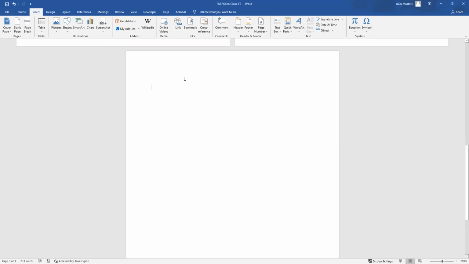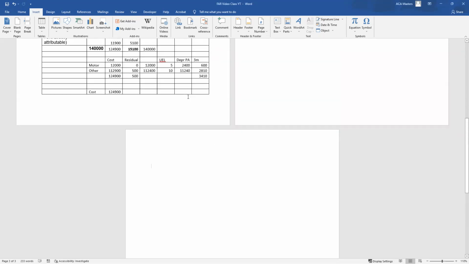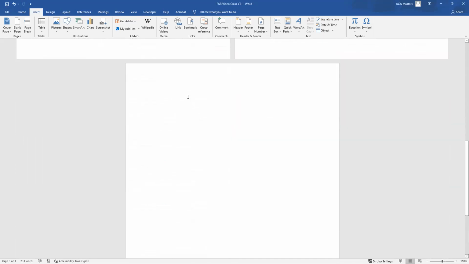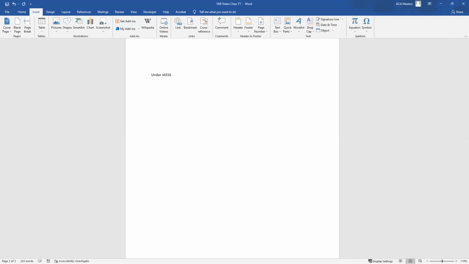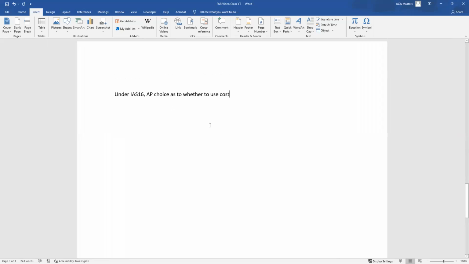So if we think about the relevant part of the relevant standard here, obviously in all of these questions we're going to be looking at IAS 16, because we're looking at assets and specifically PPE. We can say under IAS 16, there's an accounting policy choice as to whether to use the cost model or the fair value or revaluation model. So that's an accounting policy choice.